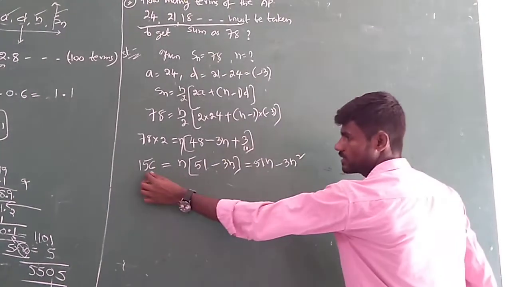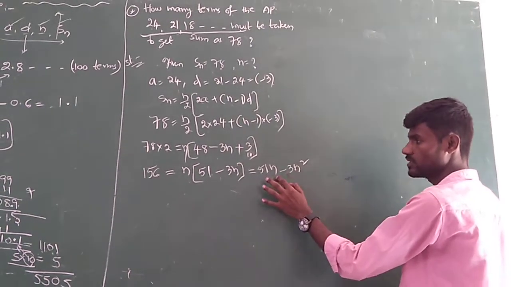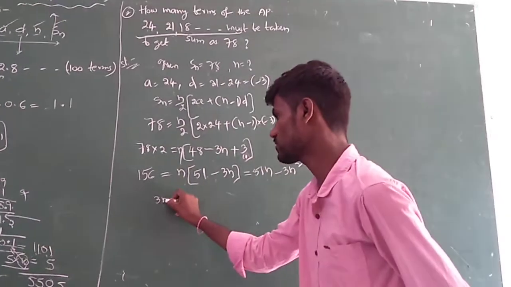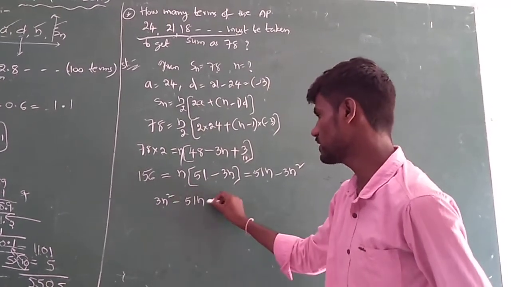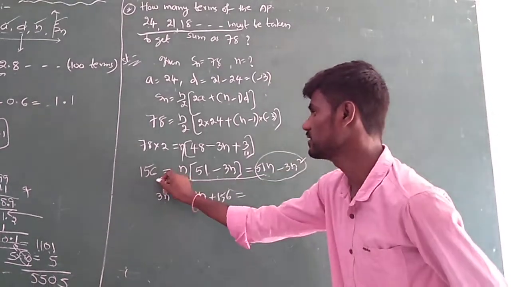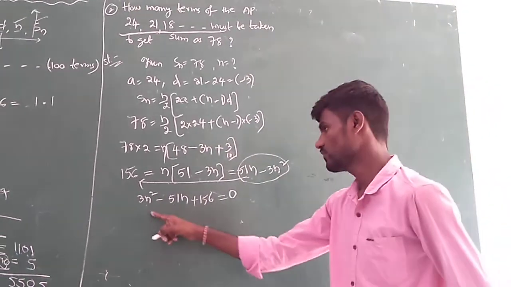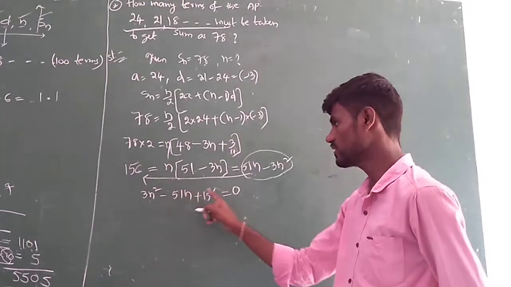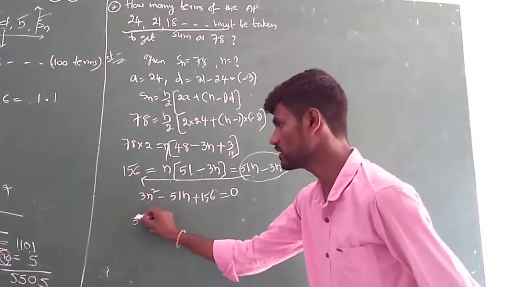If you observe, on the left side there is a constant, and on the right side two variable terms, 51n and 3n square. If you transfer all these terms to the opposite side, minus 3n square becomes plus 3n square, and plus 51n becomes minus 51n. The left side 156 plus, and the right side becomes 0. Have you understood? Now if you observe, it is in the form of n square, n and constant, a quadratic equation form.